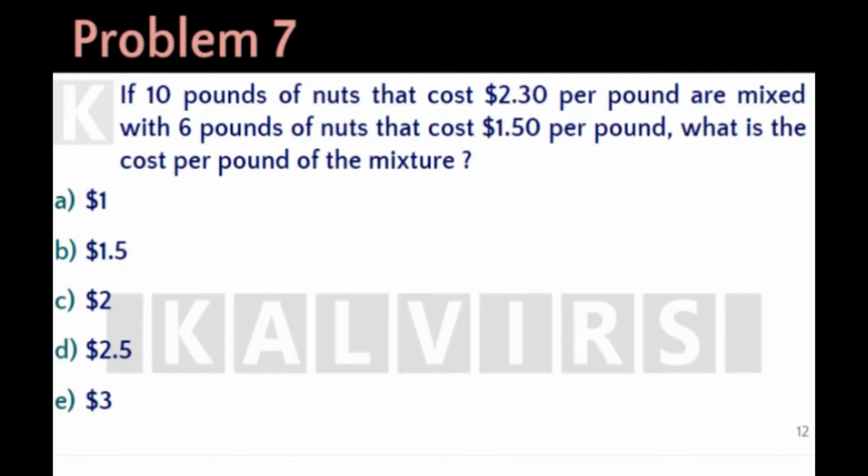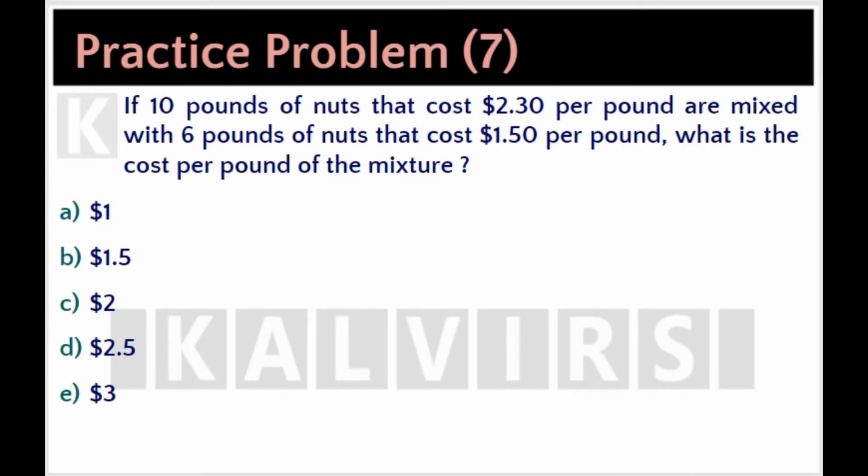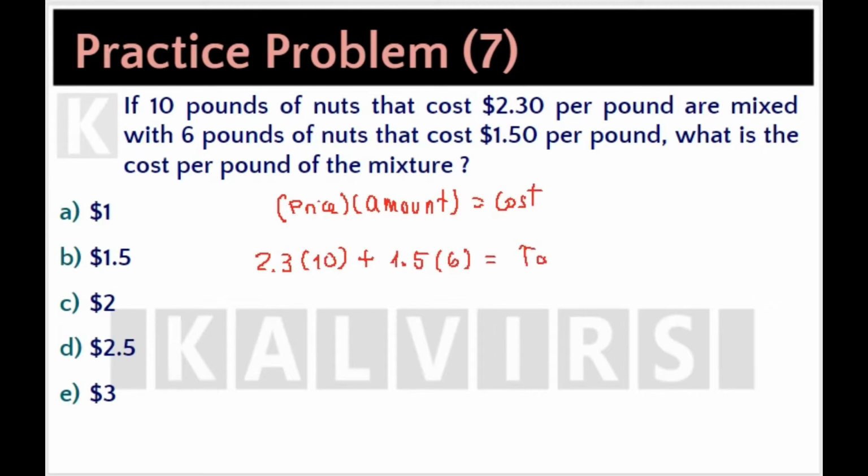The next question says, if 10 pounds of nuts that cost $2.30 per pound are mixed with 6 pounds of nuts that cost $1.50 per pound, what is the cost per pound of the mixture? If the mixture problem is about cost, use the following equation. Price times amount equals cost. Once the products are mixed, cost 1 plus cost 2 equals the total cost.